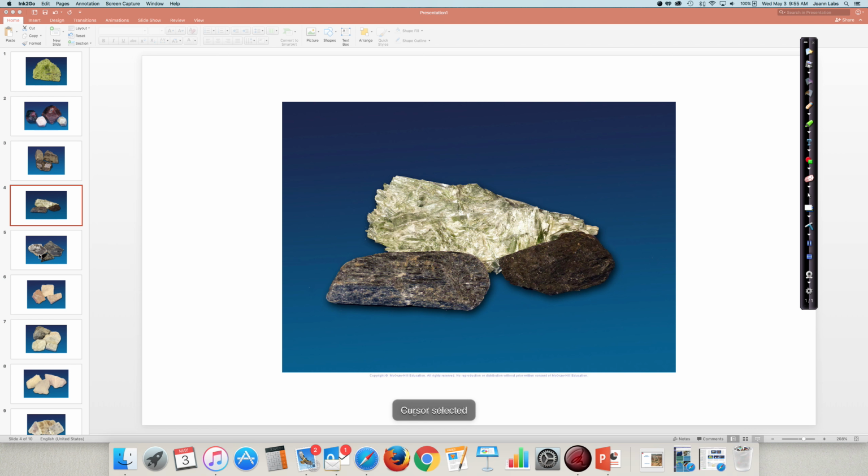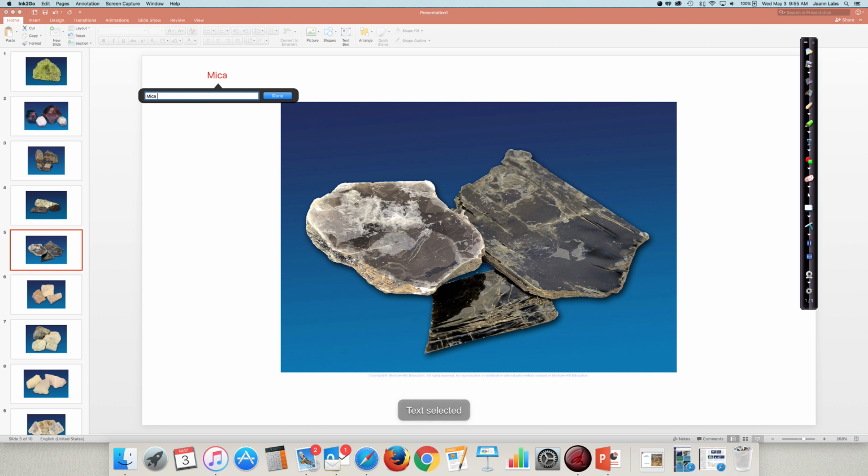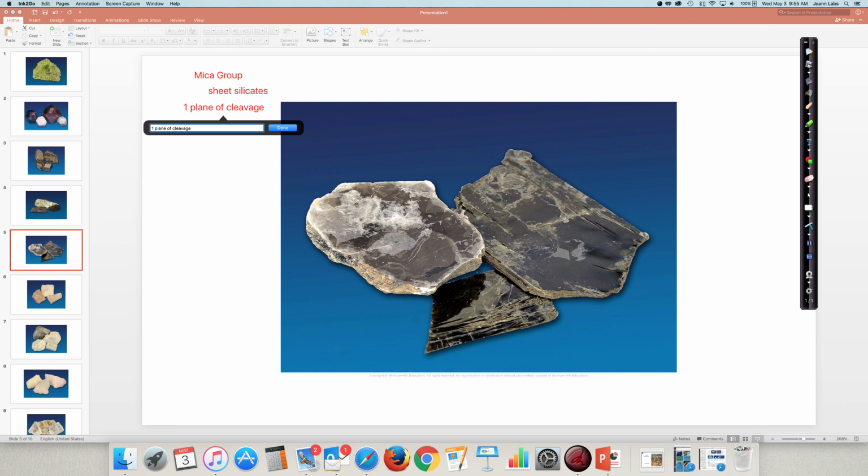There's one more ferromagnesian group, the mica group, which has minerals in both ferromagnesian and non-ferromagnesian, but we'll talk about the ferromagnesian ones first. Mica group are sheet silicates. So you have sheets of silicate tetrahedrons, covalently bonded, and then the sheets are ionically bonded to cations. So these have one plane of cleavage. That is an excellent plane of cleavage.